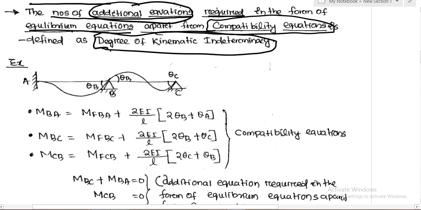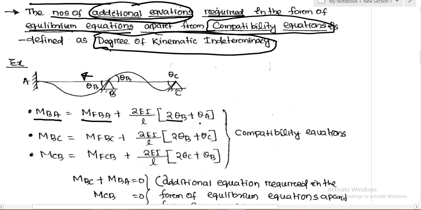So what is the additional equation? Suppose this is a beam. This is a continuous beam, and suppose you want to write down the slope deflection equation. So you can write down MBA. So this is the fixed end moment at BA plus 2EI by L times (2 theta B plus theta A).